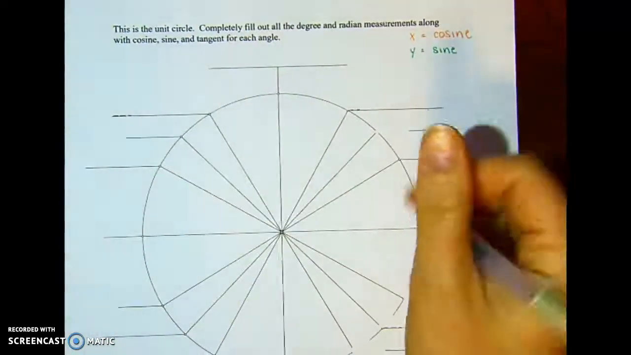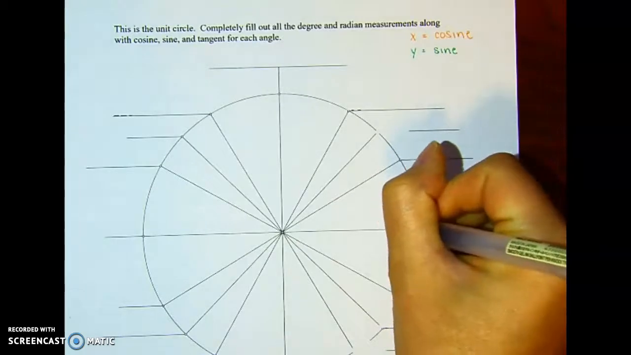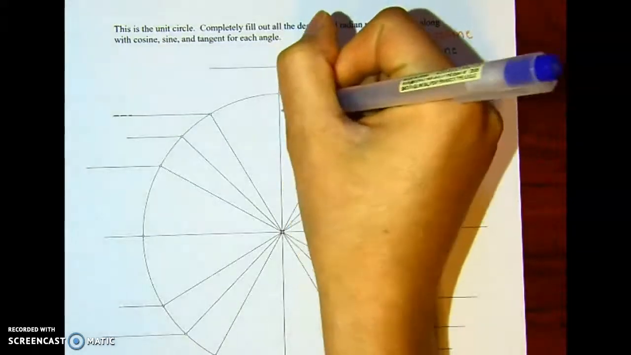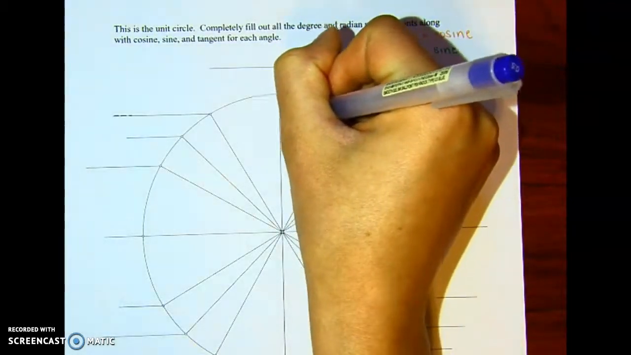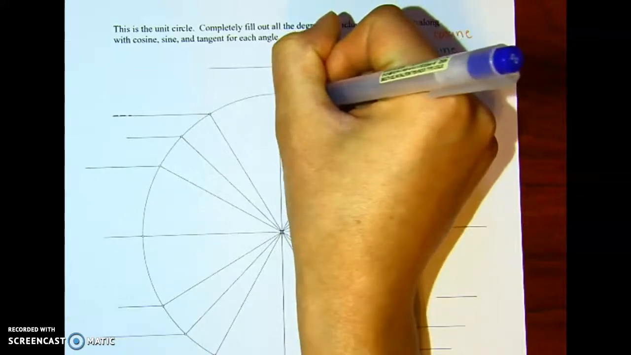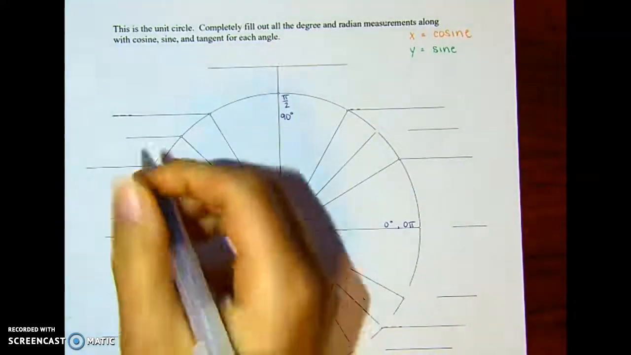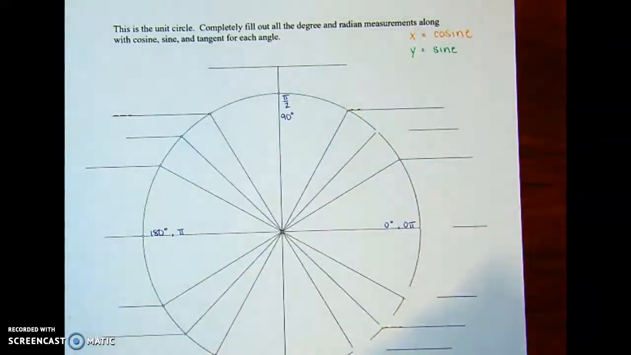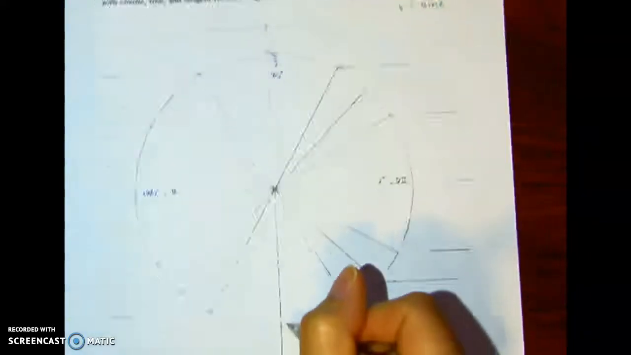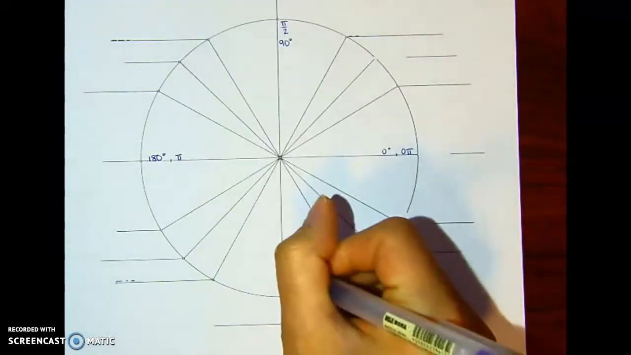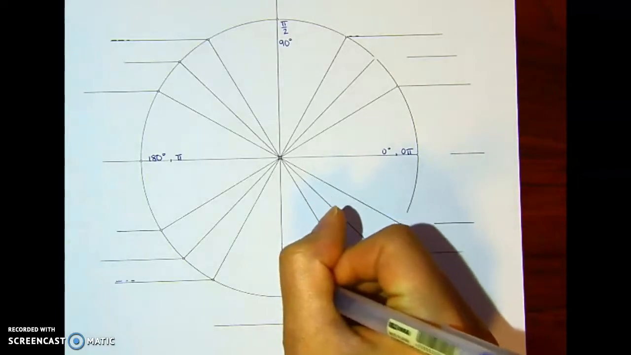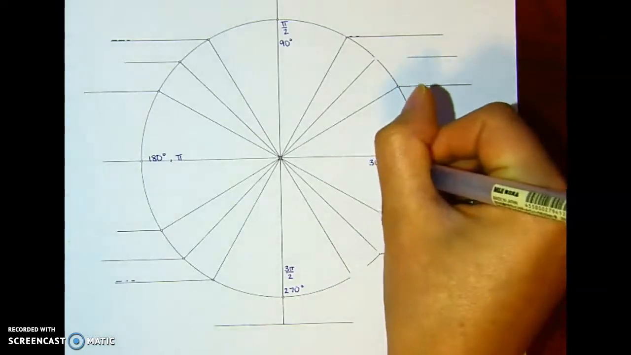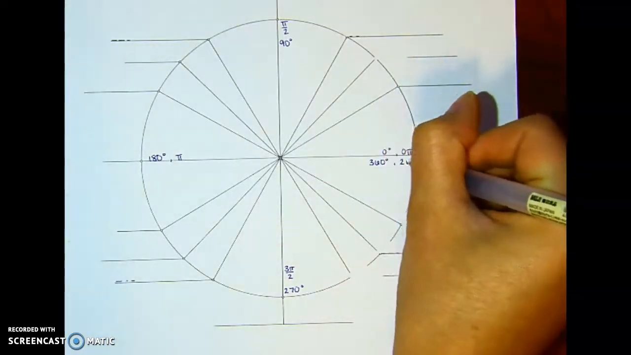we're going to have 0 degrees and 0 pi, right? Here is going to be 90 degrees and pi over 2. All the way over here, we're at 180 degrees and pi. Then down here, we are at 3 pi over 2, and we're 270 degrees. And going all the way around is 360 degrees, or 2 pi.